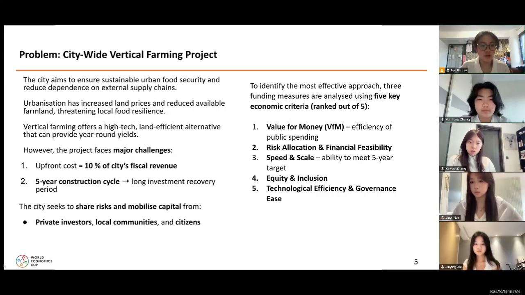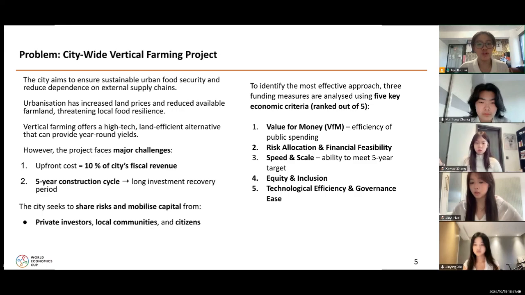Moving on to a problem-solving question, the proposed citywide vertical farming initiative marks a major step towards achieving sustainable urban food production and reducing dependence on external supply chains. As rapid urbanization drives up land prices and strains local resources, vertical farming offers a high-tech, space-efficient alternative capable of producing consistent yields year-round. However, with an upfront cost equal to 10% of the city's fiscal revenue and a 5-year construction cycle, the project faces significant financial and managerial challenges.